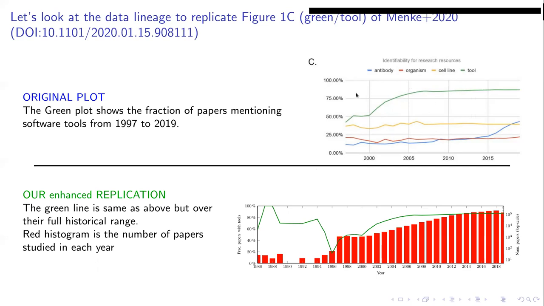Fortunately, they had their data on bioRxiv, and so we got the data. As part of the paper, we actually reproduced the green line here. We even go back further, because in their data set they have data from years before this as well. You can see from here, from 1996 onward, it's exactly the same as this plot here.